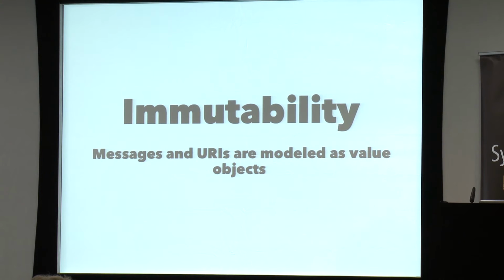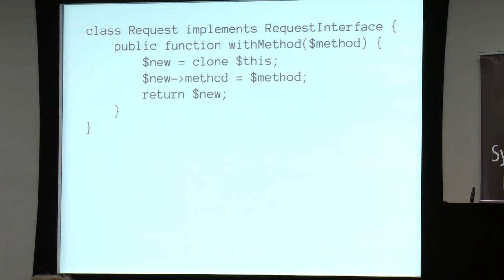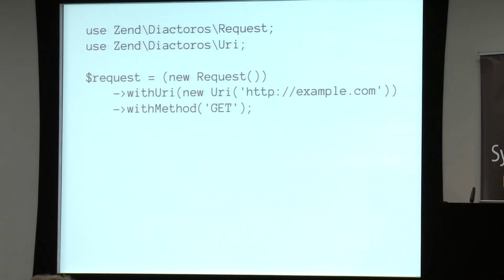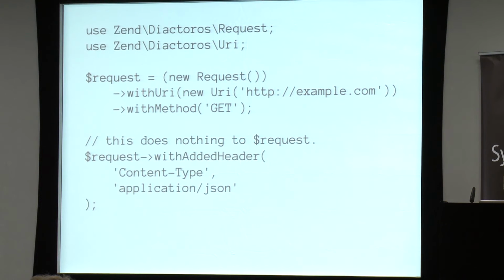Probably one of the more controversial parts of PSR-7 is it introduced the idea of immutable objects. And what this means is that every single method that does something to the request or response actually does it to a clone. So if you try to create an object and call the with methods, it sort of looks like your standard Fluent interface. But if you try to do this without capturing the response, it's probably not going to do what you want. So what you probably want to do in this case is reassign the value.